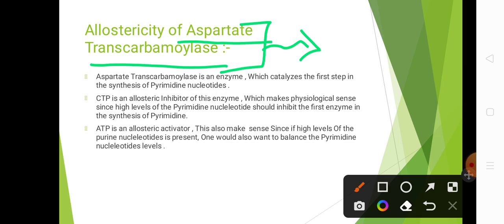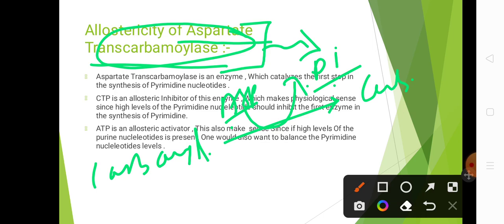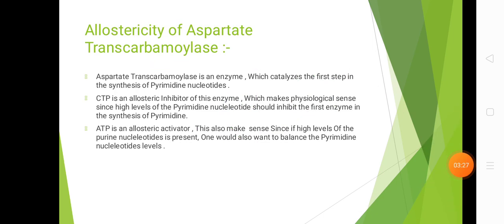So it was the enzyme that converts carbamyl phosphate to carbamyl aspartate. That was the second step. Try to remember. So here aspartate was used up, right? And Pi was released. So this is the enzyme aspartate transcarbamylase, and this enzyme is highly regulated by allosteric regulators. So now here we are going to talk about how aspartate transcarbamylase is allosterically regulated.